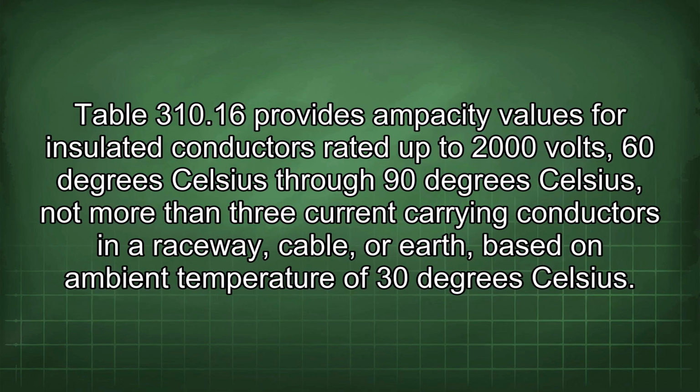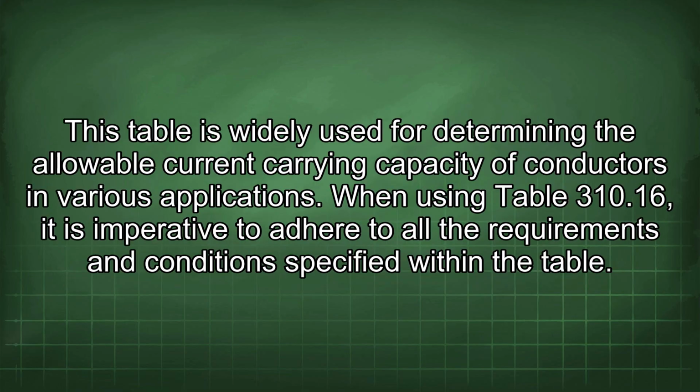Table 310.16 provides ampacity values for insulated conductors rated up to 2000 volts, 60 degrees Celsius through 90 degrees Celsius, not more than 3 current carrying conductors in a raceway, cable, or earth, based on ambient temperature of 30 degrees Celsius. This table is widely used for determining the allowable current carrying capacity of conductors in various applications. When using Table 310.16, it is imperative to adhere to all the requirements and conditions specified within the table.